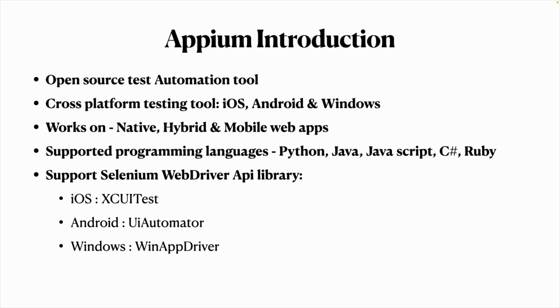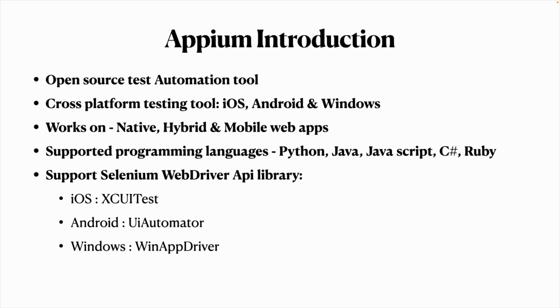And Appium supports writing tests in multiple languages, that is Python, Java, JavaScript, and C#, and even Ruby. This particular Appium is built on top of the Selenium WebDriver API library. Selenium is basically used for automating web applications, and Appium is built on top of that Selenium WebDriver to automate mobile applications. That means it uses some of the libraries and functions from Selenium also.